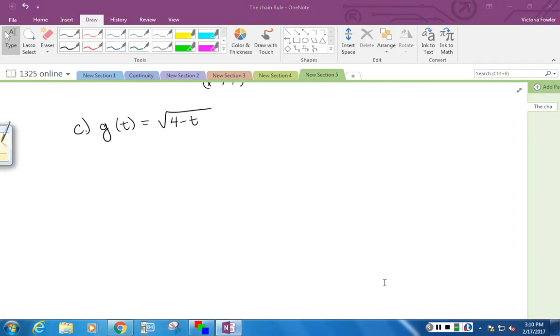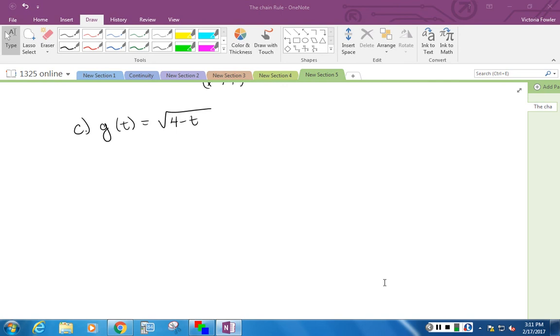Okay, let's take a look at another one. So we just want to get some practice in using these rules. This does say to use chain rule. So maybe I don't think this looks like a composite function. It actually is. It's like saying that I replaced the basic function square root of t. I replaced that t with 4 minus t. So this is a composite function.